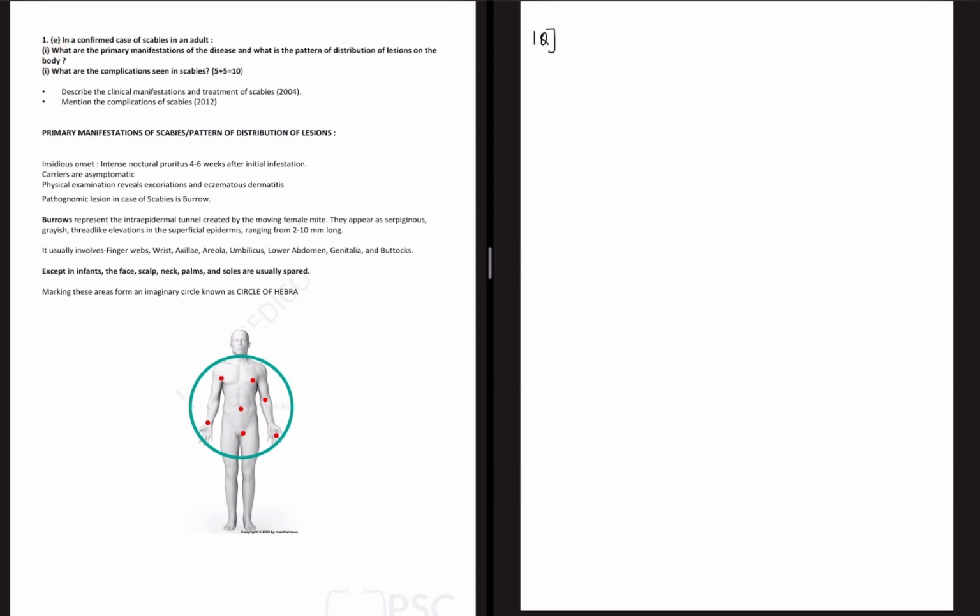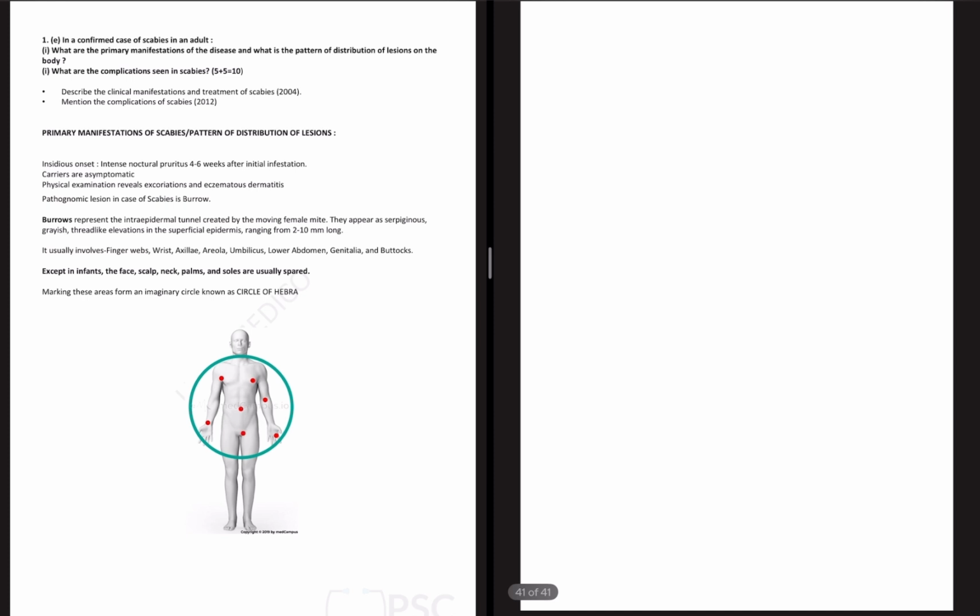In a confirmed case of scabies, what are the primary manifestations? The question is about the primary manifestations of scabies and the weightage is 5 marks. And when you have a manifestation of disease, parallelly they are asking you what is the pattern of distribution of these lesions. This is for 5 marks.